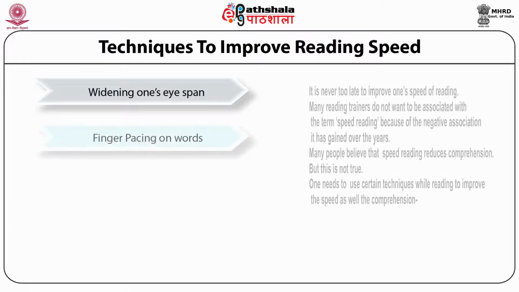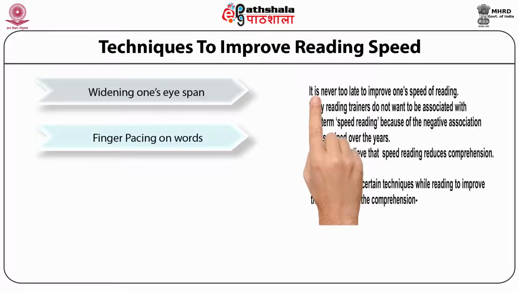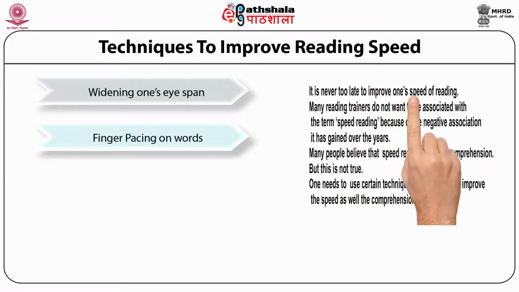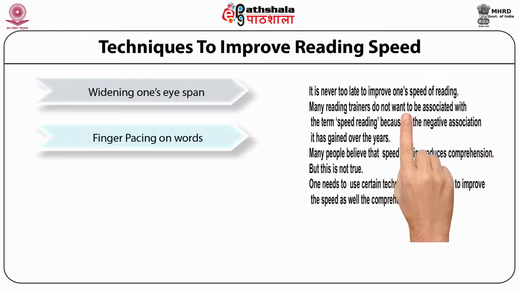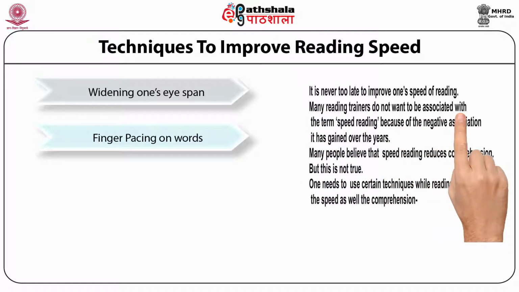Second, finger pacing on words. Elvin Wood, a teacher, is said to have read 5,000 words per minute by dragging her finger along the page as a pacer. Speed reading gained reputation when US President John F. Kennedy brought teachers from Elvin Wood Dynamics reading program to the White House to instruct his staff.